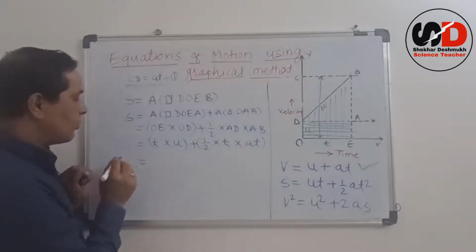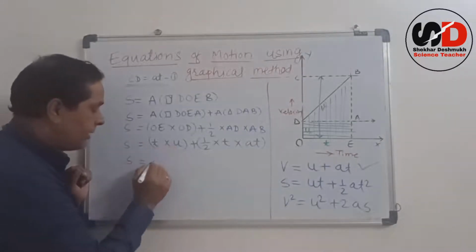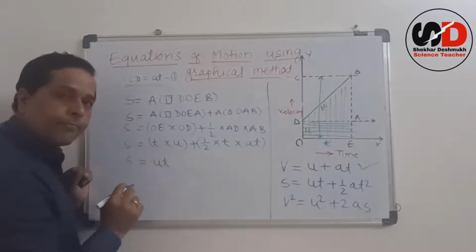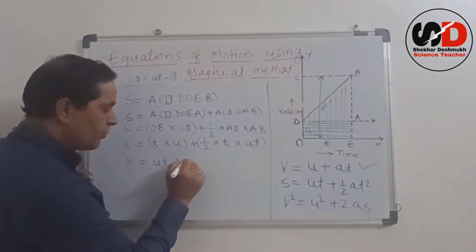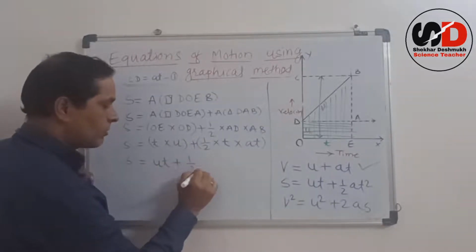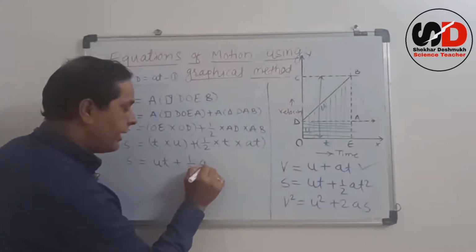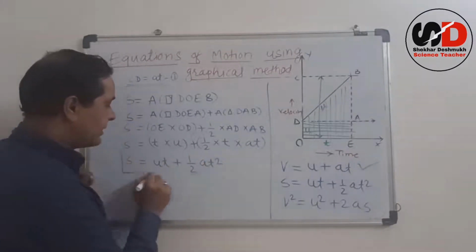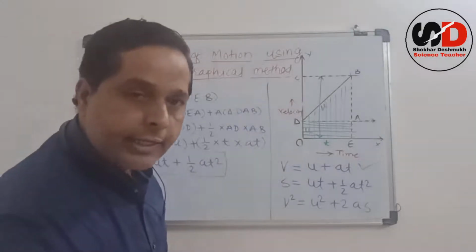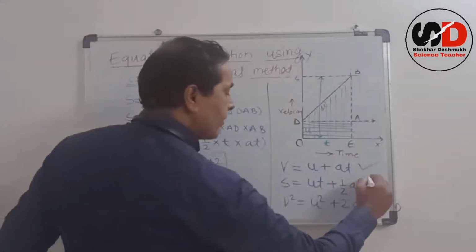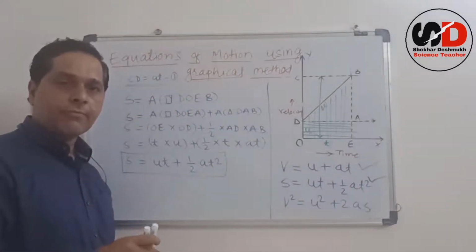So S is equal to U into T, that is UT, plus 1 upon 2 into 80 into T. So it is nothing but AT square. So S is equal to UT plus half AT square. It is our second equation of motion. S is equal to UT plus half AT square.